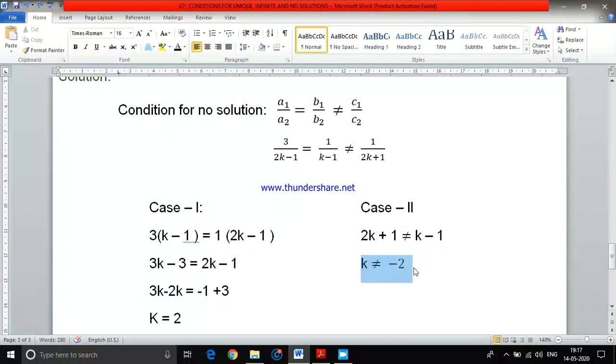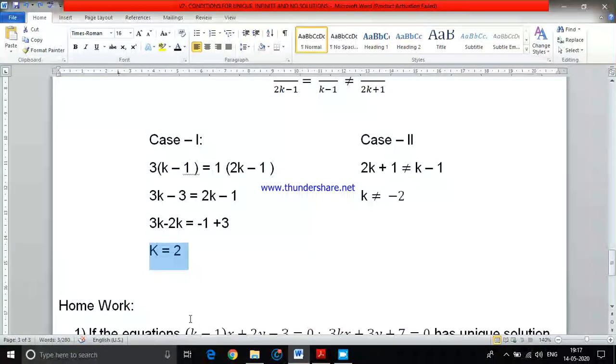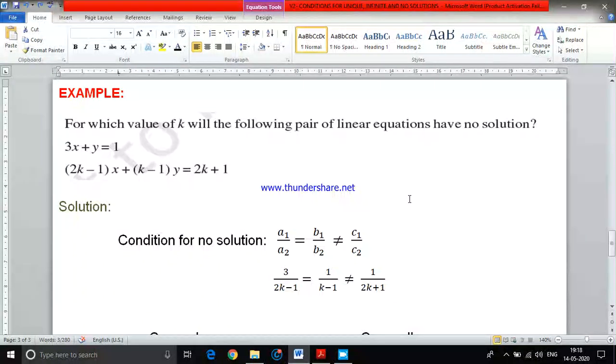If k is not equals to minus 2, are you getting? K is not equals to minus 2 means k can be any other value. K can be 1, k can be 2. As I said, k can be 1 or k can be 2. Already I got k can be 2 here. So this condition doesn't make any sense, because k is not equals to minus 2 means k can be any other value. Out of infinite values, it cannot be minus 2, but it can be any other value. So then I'll have no solution.